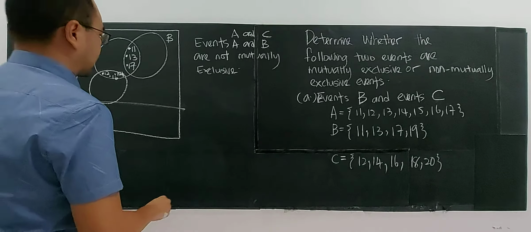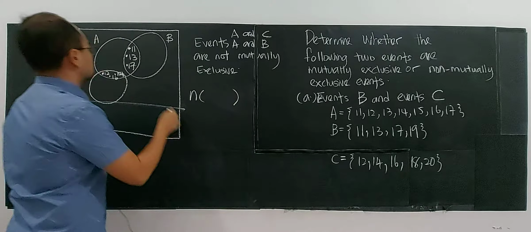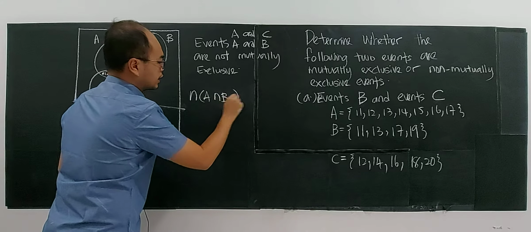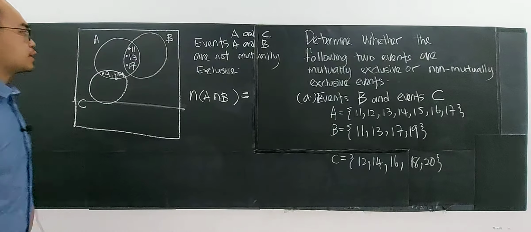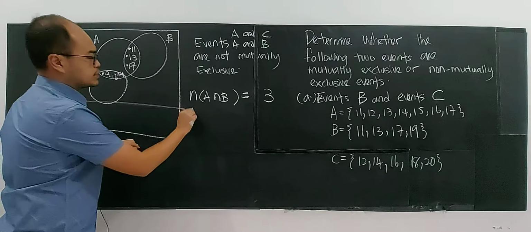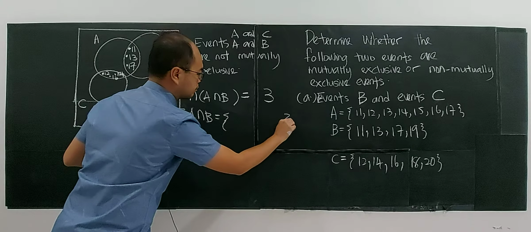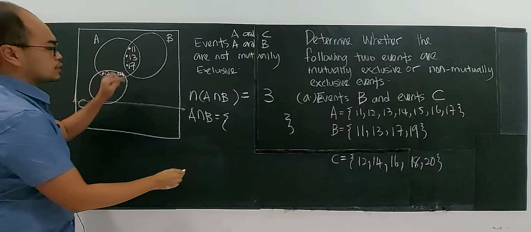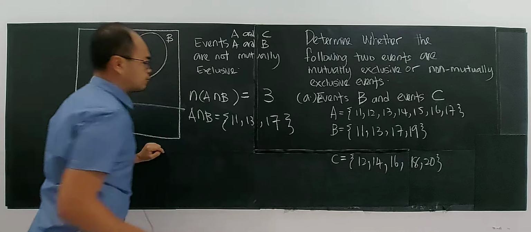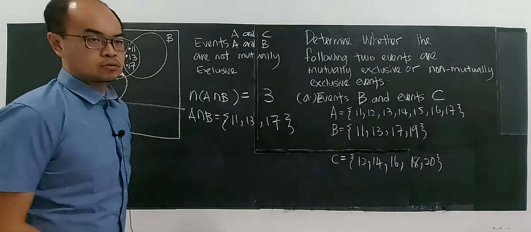Or another way of explaining this: you can see the number of elements in A intersect B. You have 3 elements, a common set, which is 11, 13, and 17. So therefore, events A and B are not mutually exclusive.